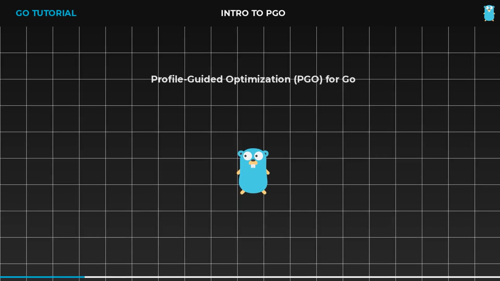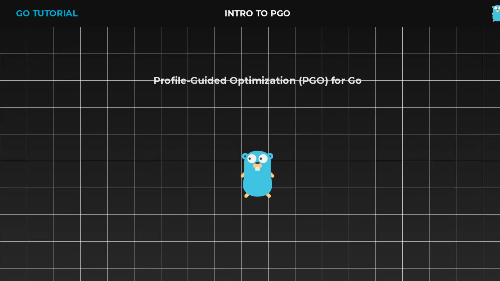Welcome to this tutorial on Go performance optimization. Today, we're going to explore profile-guided optimization, or PGO, a powerful technique to boost your Go application speed. PGO allows you to optimize your application based on real-world usage patterns.